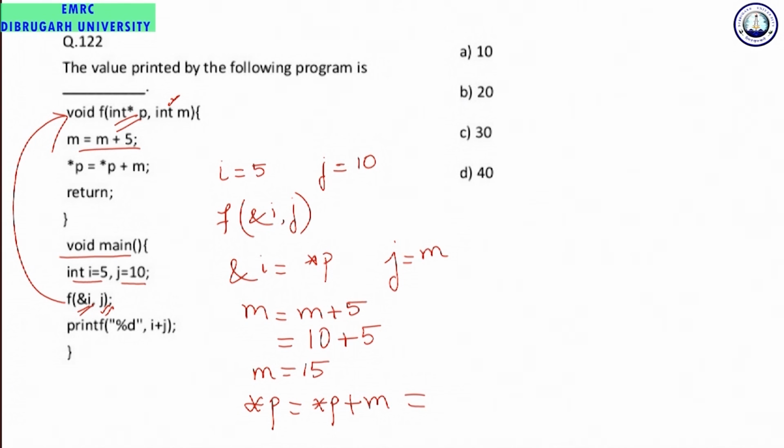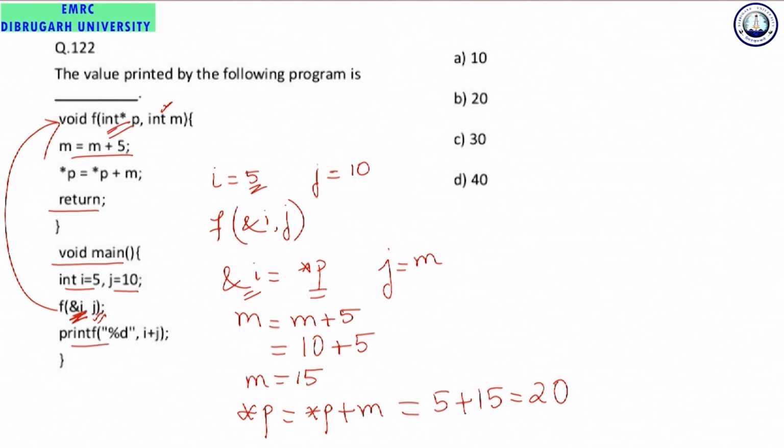So what is pointer p? i. So i is 5. So 5 plus 15, it is 20. So when it returns, the value of i only gets modified. Because of this ampersand i, call by reference is there in this part, but the value of j will remain the same.